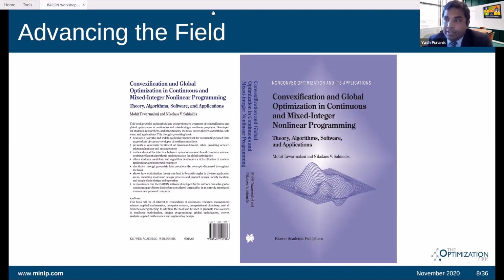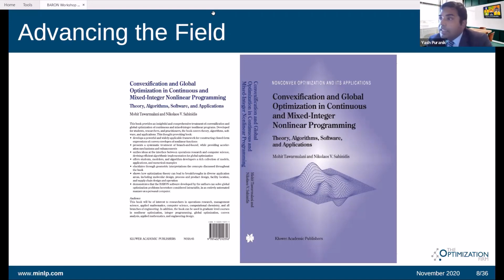From then on, the theories of, say, novel range reduction techniques or convex extensions or even convexity detection and so on and so forth, we've been continuously pushing the boundaries of the field. Of course, if you go to the next Google Scholar page, you'll see probably hundreds of articles around Barron.